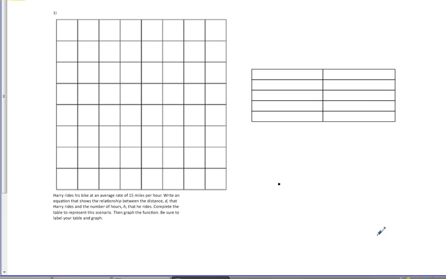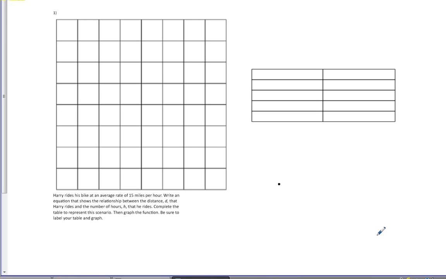In this problem, it says Harry rides his bike at an average rate of 15 miles per hour. Write an equation that shows the relationship between the distance d that Harry rides and the number of hours that he rides. Complete the table to represent the scenario, then graph the function, and be sure to label your table and graph.